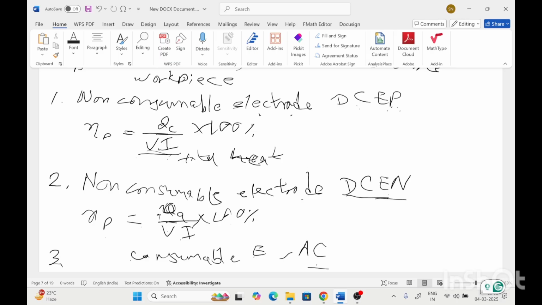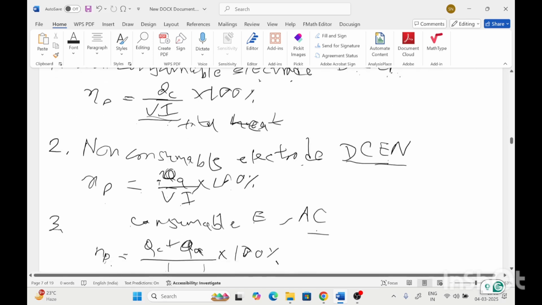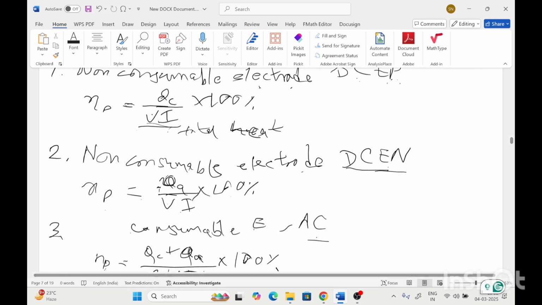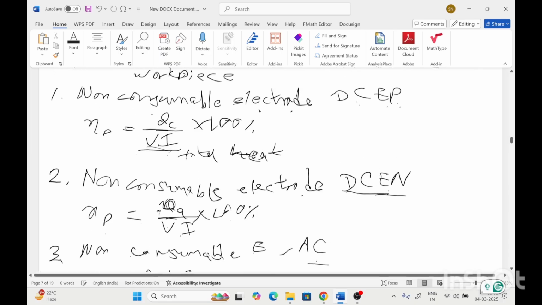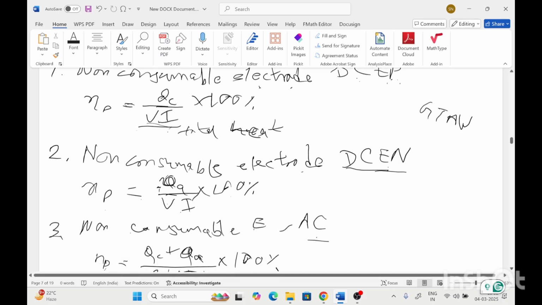Yes, in the non-consumable electrode. So in GTAW, these first three cases are for gas tungsten arc welding where a non-consumable electrode is used. For these cases, where DC or AC current is applied, the polarity of the electrode will contribute to a different amount of heat efficiency.